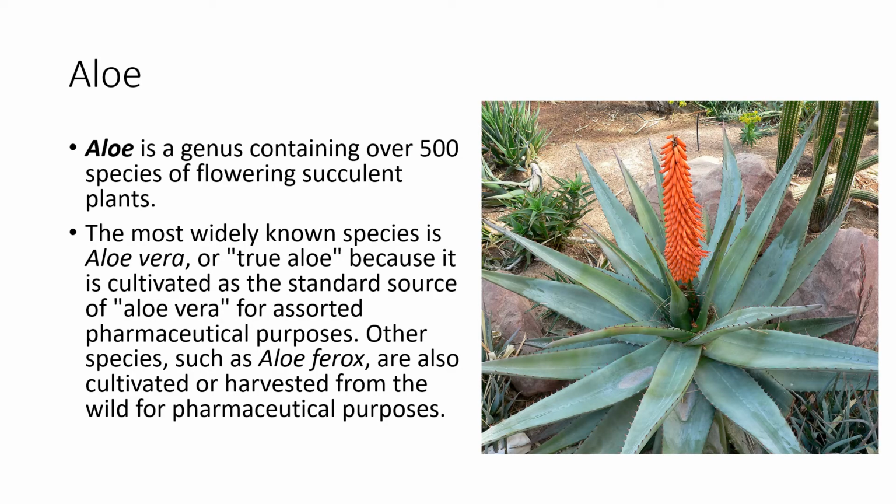First off, the aloe is a genus of plants containing about 500 species of flowering succulent plants. The most widely known species, obviously, is aloe vera, or the true aloe, as most of us have come to know aloe. It is cultivated as the standard source of aloe vera for the pharmaceutical industry. Species such as aloe ferox are also harvested from the wild for pharmaceutical purposes.